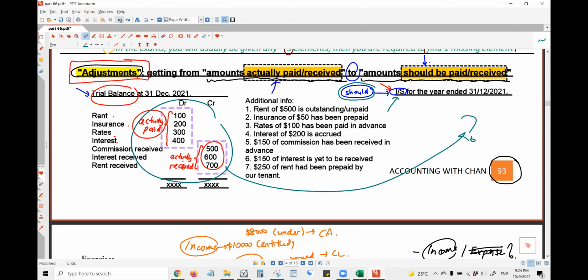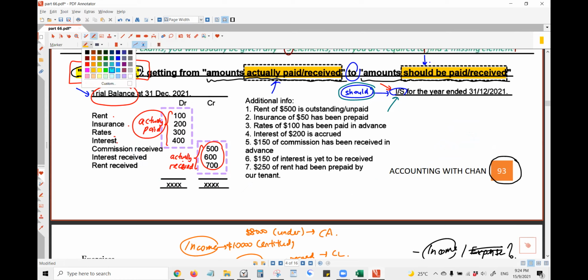Now, let me show you how to do the adjustment. You look at the additional info. Let's see the first one. Rent of 500 is outstanding or unpaid. That means you owe this rent, right? You have not fully paid for the rent. You still owe the rent to the owner of the premise.